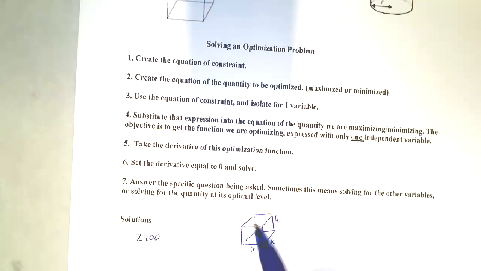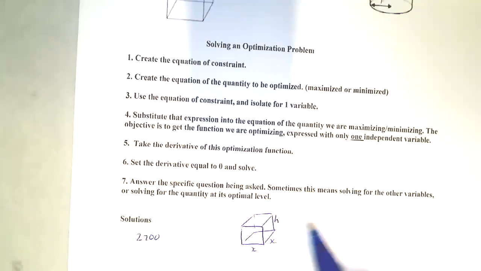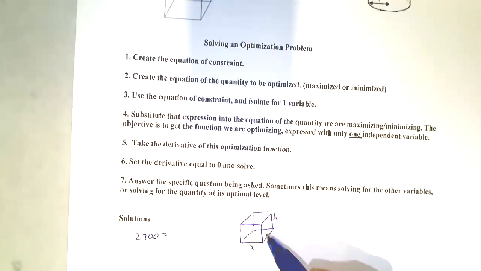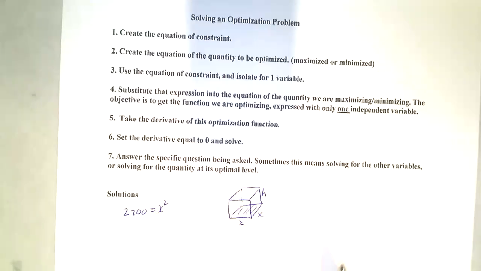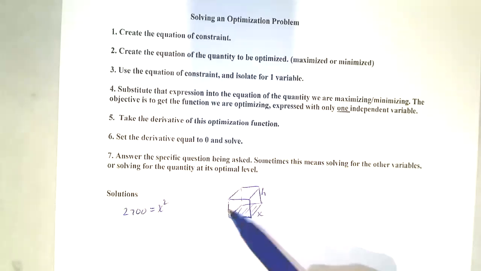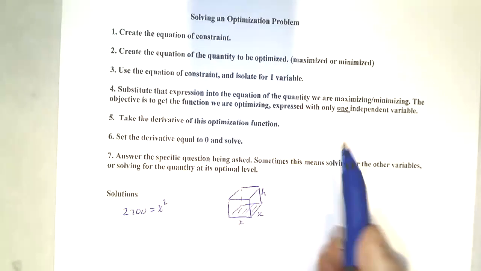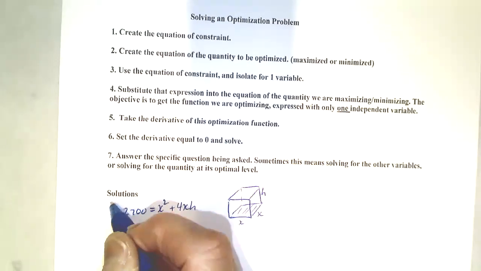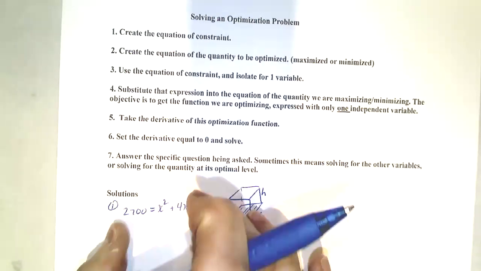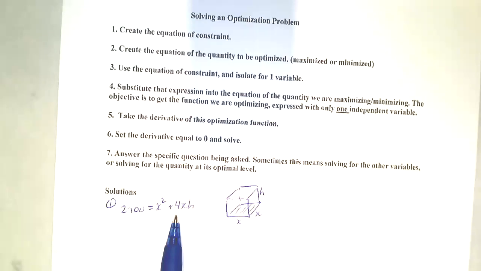So if I want to get the surface area of this entire shape, I'm going to take the area of the bottom, which is x squared, and then I'm going to take the area of all four sides, each of which is xh, so the total surface area is x squared plus 4xh, and that's what we call the equation of constraint, the equation that represents surface area. Step 2.